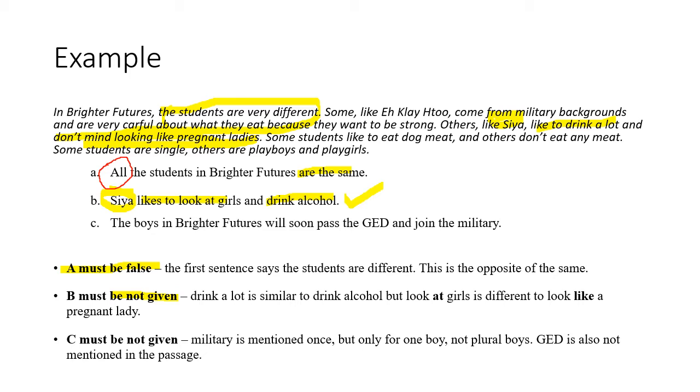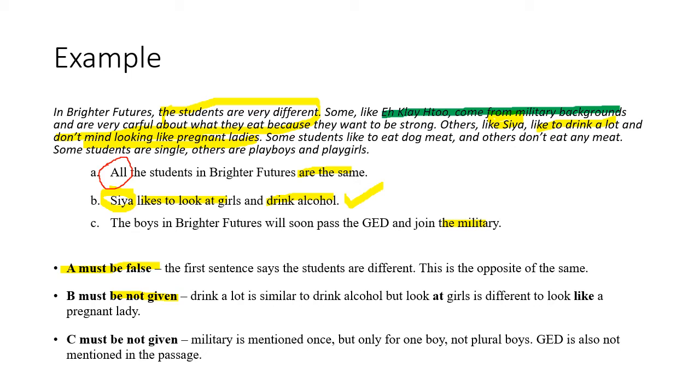C. The boys in Brighton Futures will soon pass the GED and join the military. Now, military, as we can see, is in the passage. It says Ekletu comes from a military background. Now, it does not say that Ekletu will join the military. It says he comes from a military background. Maybe his father is a soldier or an officer. But it does not say he will join the military. So be careful. Military is in the answer and is in the passage, but it is not the same.